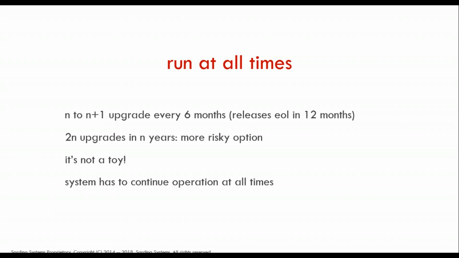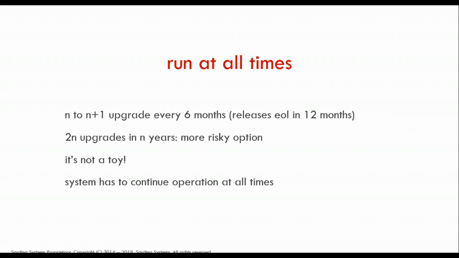Now, if we fast forward to look at the upgrade phase, what is required? Okay. So now, first off, we need the system to run at all times. And we also know that we need to do n to n+1 upgrade every 6 months. And the releases are end of life in 12 months.